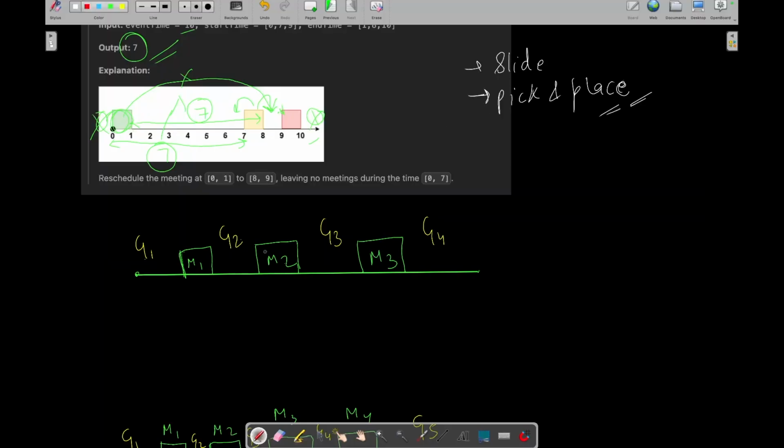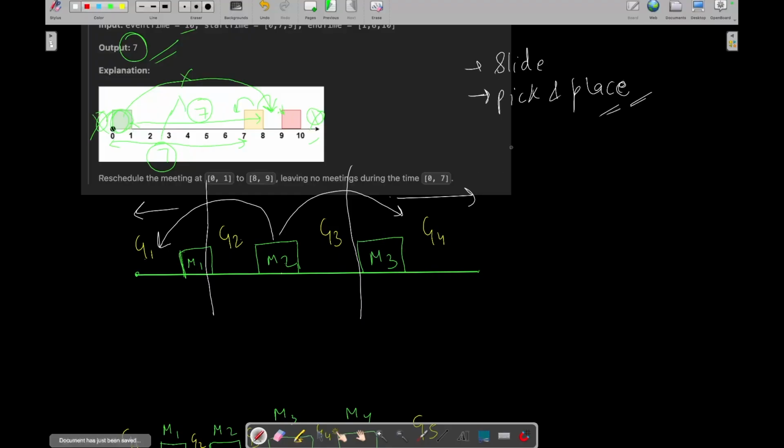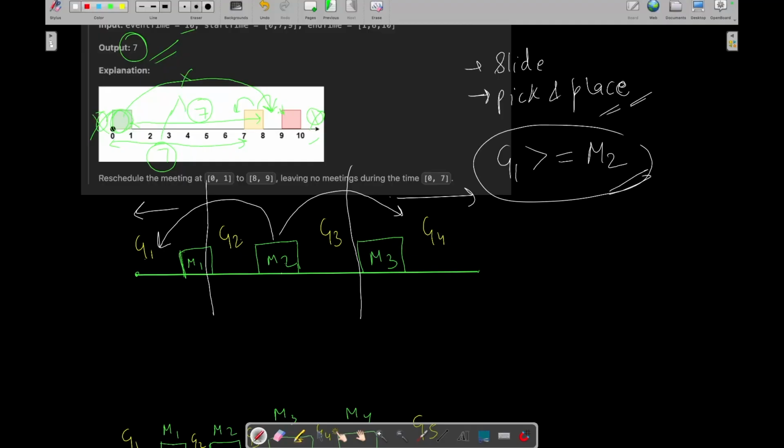So when we pick M2, we can place it in any of the gaps on the right or in any of the gaps on the left, considering G1 is greater than or equal to the length of M2, right? Okay, so this is one condition.